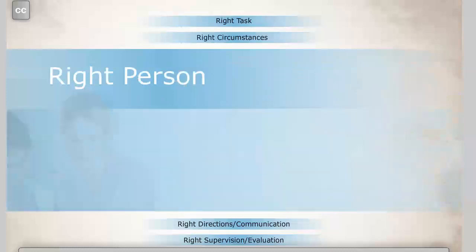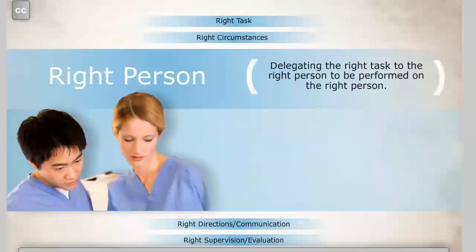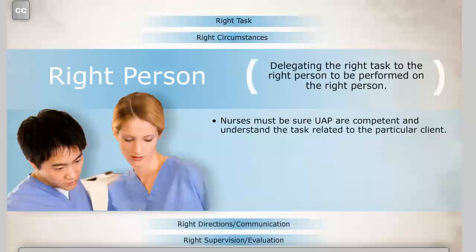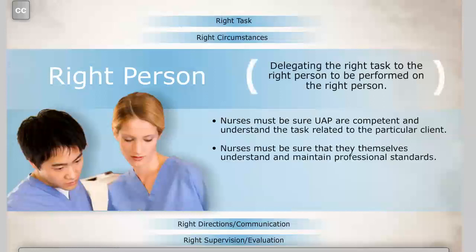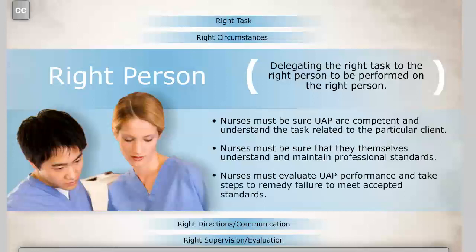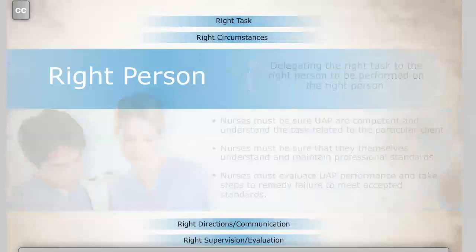The right person aspect of delegating means that nurses must be sure UAP are competent and understand the task related to the particular client. Nurses must be sure that they themselves understand and maintain professional standards. Nurses must evaluate UAP performance and take steps to remedy failure to meet accepted standards. Even if a task can legally be delegated, the nurse must still determine if the task can be delegated to a specific UAP, caring for a specific client.